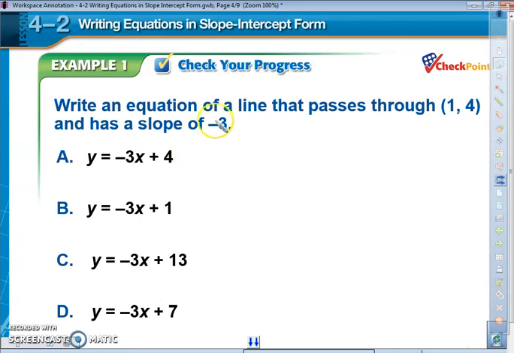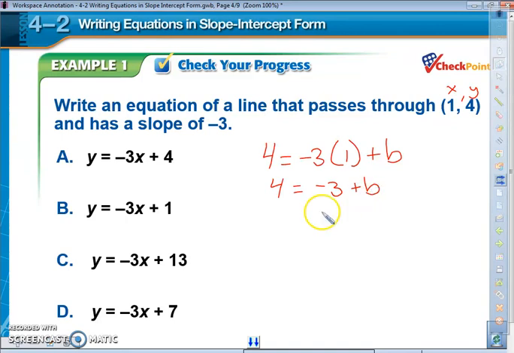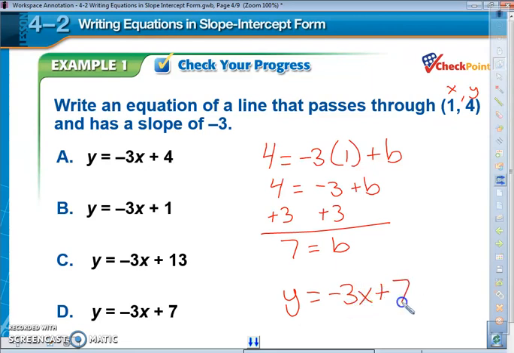Let's keep going. Write an equation of a line that passes through this. Okay, if you have multiple choice, remember you can always put x and y into there and solve it and see which one is correct. However, if you want to do it the right way, which I want all of you to be able to do, 4 equals -3 times 1 plus b. So 4 equals -3 plus b. I'm going to add 3 to both sides and get 7 equals b. Well, if I've got my slope right there, y equals -3x plus 7. Your answer is going to be D right there.